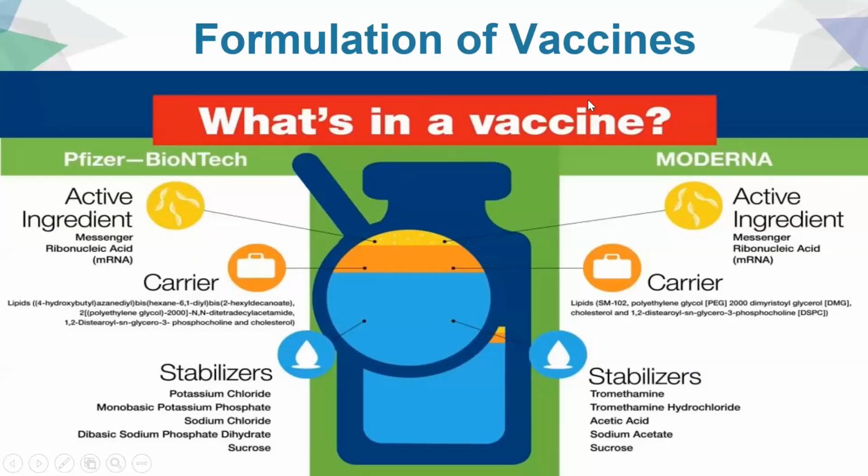Also, in the formulation of vaccines during the COVID-19 pandemic, many pharmaceutical companies such as Pfizer and Moderna formulated vaccines in liquid form. These vaccines contain the active ingredient, messenger ribonucleic acid, carrier stabilizers, and the main constituent inside the vaccine is water. These vaccines require ultra-low temperature cooling in order to maintain the stability of these vaccines.